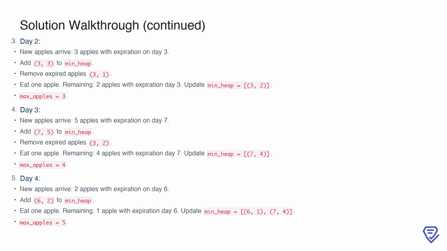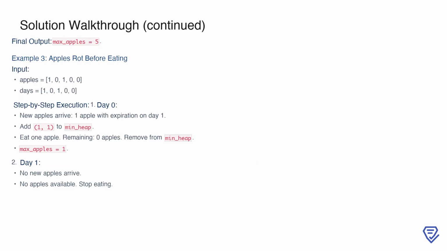On day 3, 5 apples arrive with an expiration of day 7. These are added as (7, 5). The earlier batch of apples, expiring on day 3, is removed. After eating one apple, 4 remain in the heap, updated as (7, 4). The total increases to 4. On day 4, 2 more apples arrive with an expiration of day 6. These are added as (6, 2). After eating one apple, 1 remains from this batch, and the heap becomes (6, 1), (7, 4). The total eaten now reaches 5. By the end of this example, the final output is 5 apples eaten.